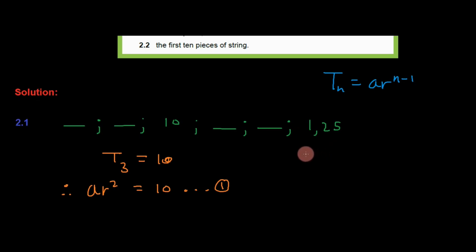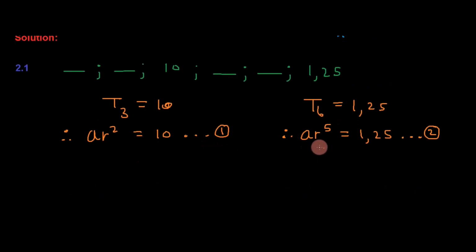Then we also know T sub 6, it's 1,25. So then once again using this formula, AR to the 6 minus 1, so AR to the 5 is 1,25. We can call this equation 2. We're going to solve these two equations simultaneously, so we're going to take equation 2 and divide it by equation 1.